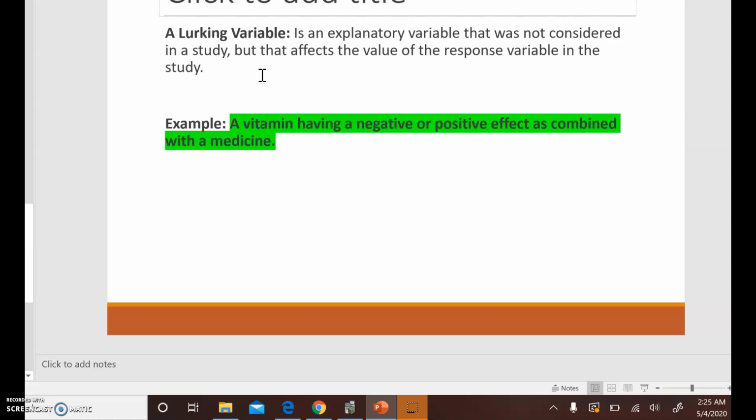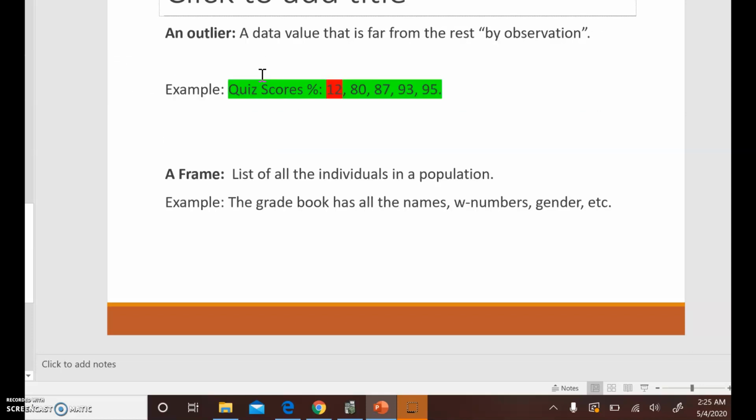Let's take a look at the next definition, and we're talking about an outlier. Now, when we talk about an outlier, it's basically by inspection, and we're looking at a data value that's too far from the rest. So for example, if you were to look at this data set, and the data set represents quiz scores, you would actually conclude that 12 is too far from the other ones. In that case, by inspection, we could qualify 12 as a possible outlier. So it's just basically by inspection.